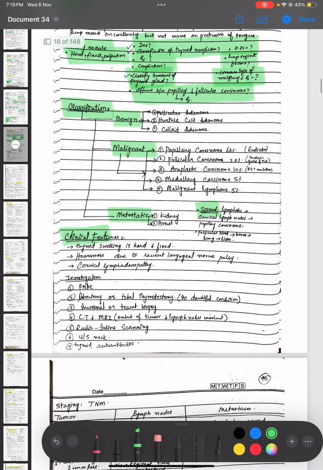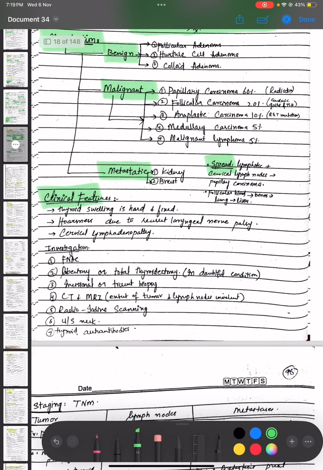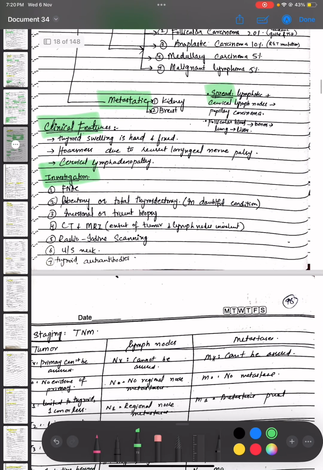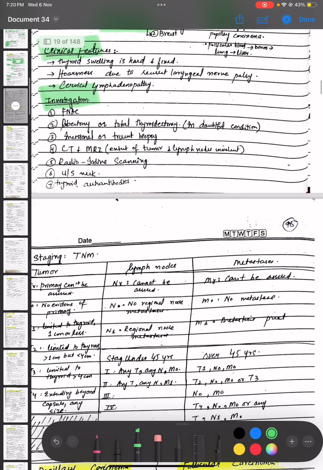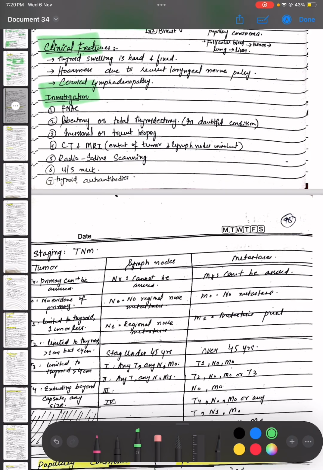Now, what are the clinical features? Thyroid swelling is hard and fixed, hoarseness due to recurrent laryngeal nerve palsy is present, and cervical lymphadenopathy is present. In investigations, we will do fine needle aspiration, and lobectomy or total thyroidectomy in doubtful conditions. Incisional biopsy or trucut biopsy is done, and CT and MRI are done to find the extent of tumor and lymph node involvement. Then we will do radioiodine scanning, ultrasound of the neck, and thyroid autoantibodies are checked.